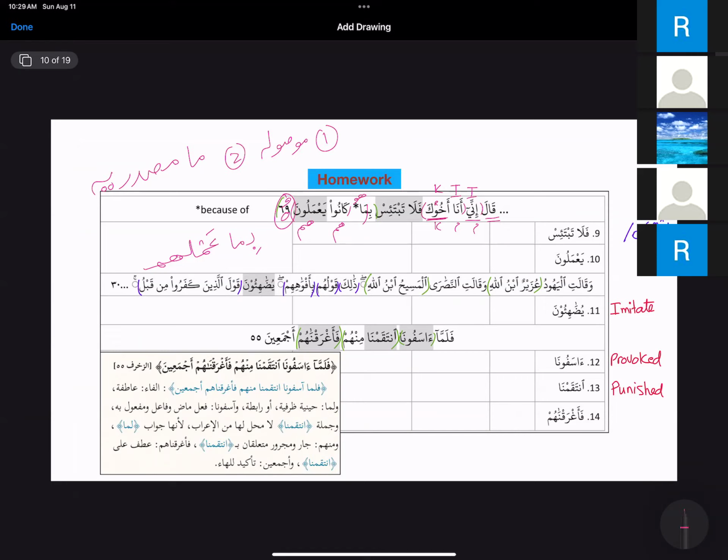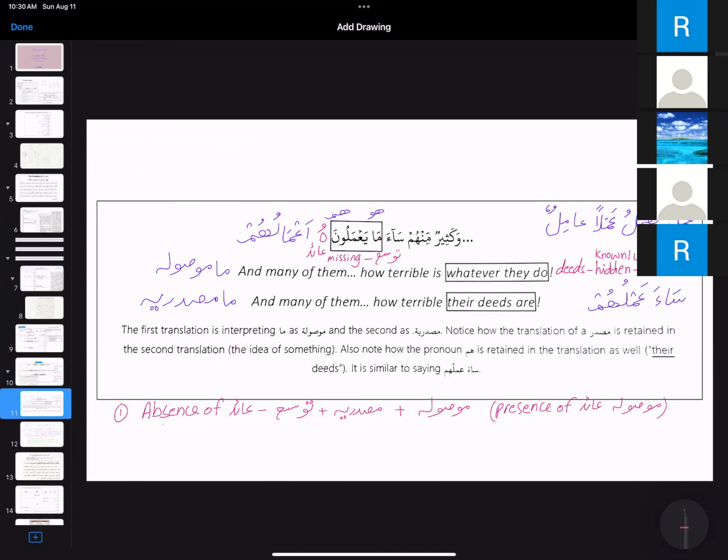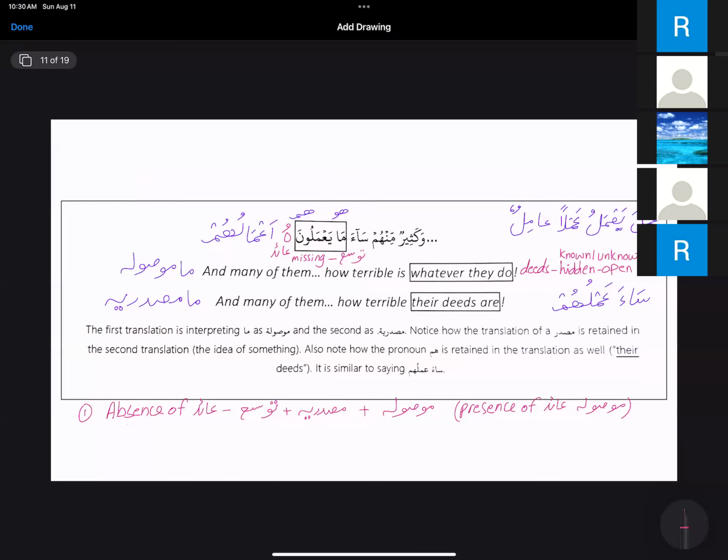I think it is more restricted or open: when there is the aid, it is restricted, and when there is no aid, it is more general. That is a different story. Over here they are saying bima kanu ya'maluna hu. If it was hu, then it is referring to only a few, or one act, of whatever they used to do. But when it is not there, it means whatever they used to do, their amal, even what they do not remember. That is the point when this aid is missing.